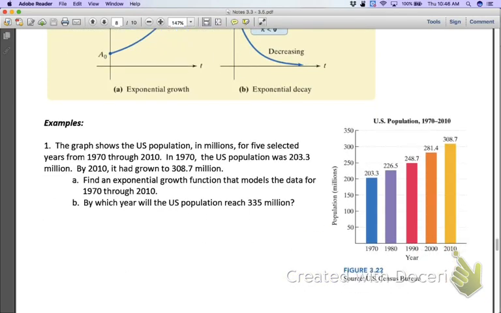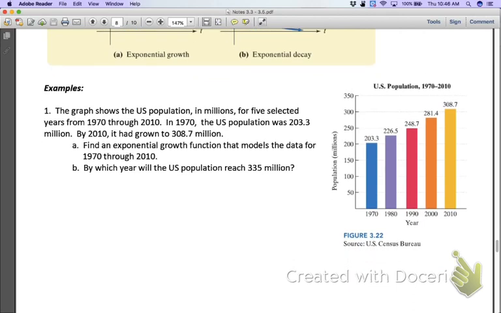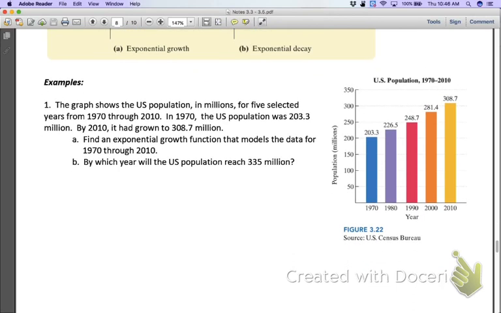So it says the graph shows U.S. population in millions for 5 selected years, 1970 through 2010. In 1970, population was 203.3 million. 2010 grown to 308.7 million. So it says find the exponential growth function that models the data for 1970 through 2010.